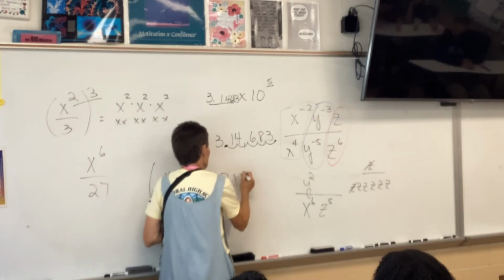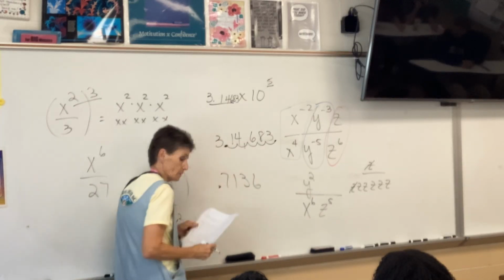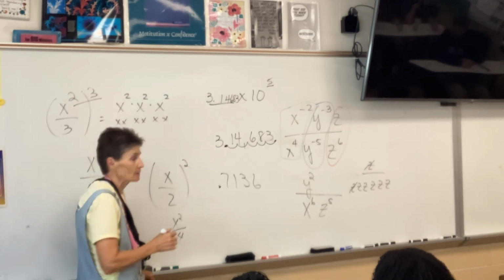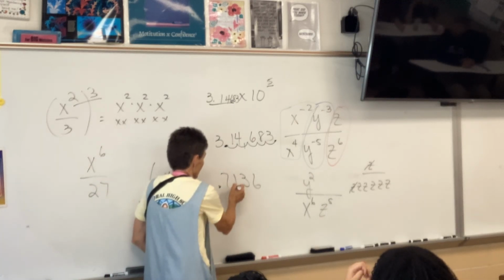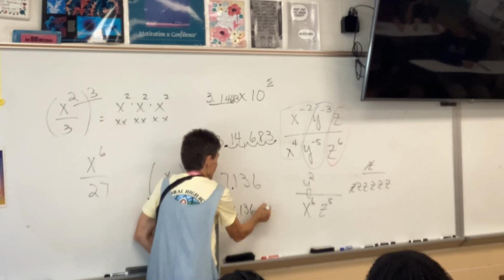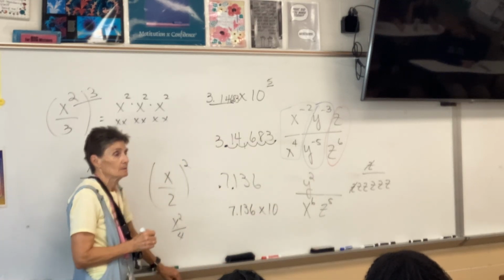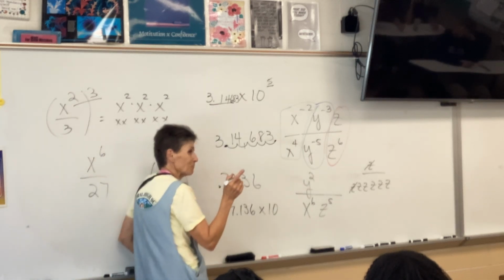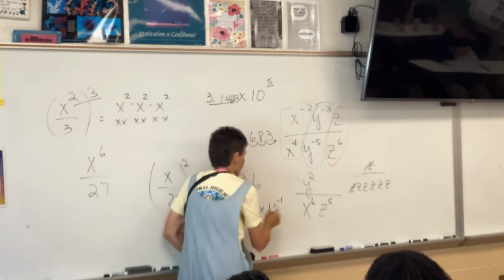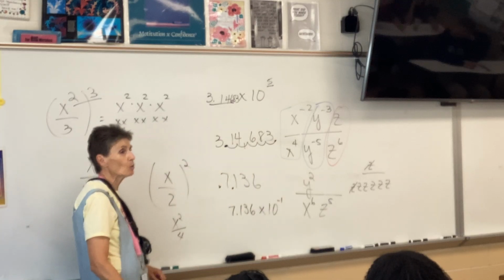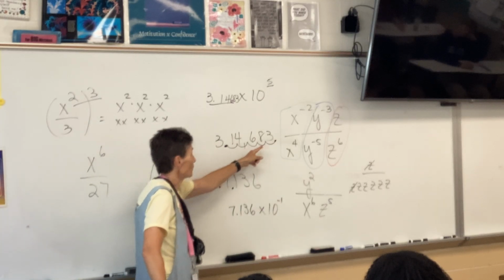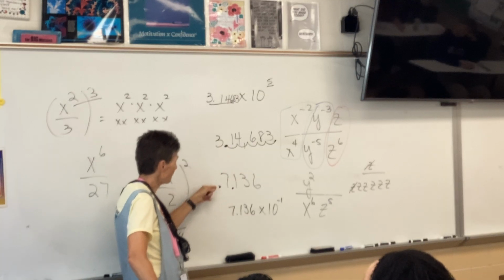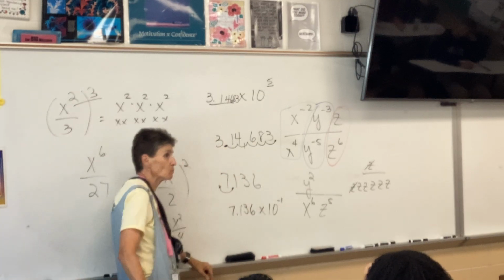So how about this one? Where does the decimal point need to be? Right here, right? It needs to be 7.136. How many places did I move it? 1. Careful, tricky, -1. Did you notice that in this number, I moved my decimal point this way? But in this number, I had to move it this way?